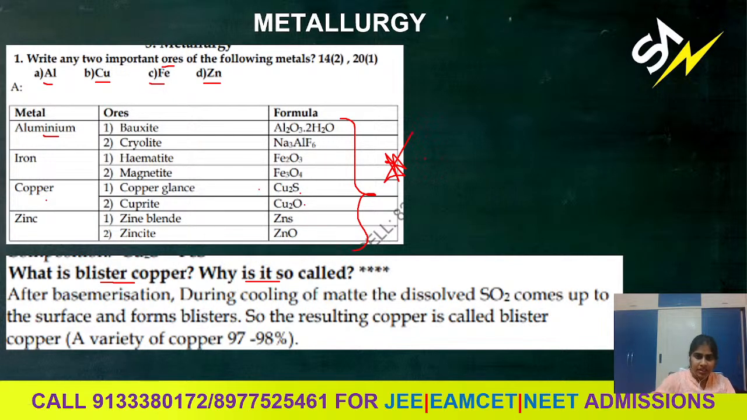See, during the cooling of matte, the dissolved SO2 comes up to the surface and forms blisters. Here we have a few refining processes in the extraction of metals. Study those processes also, the refining processes of metals.